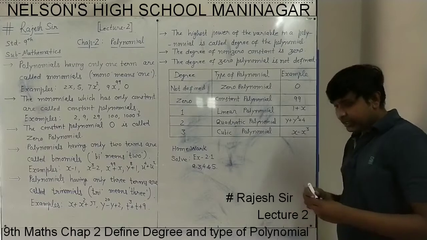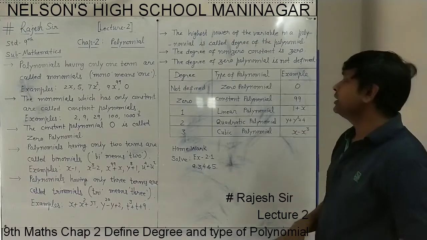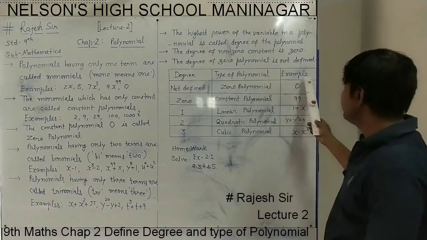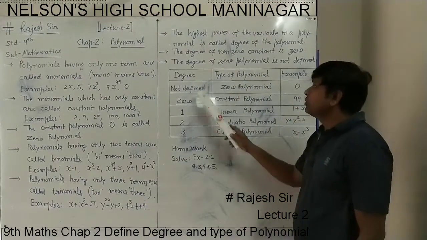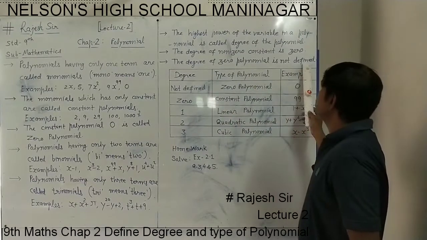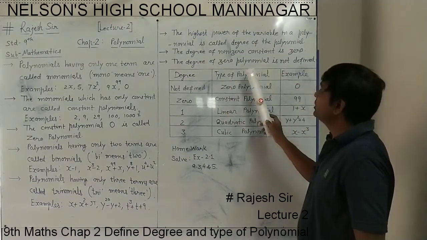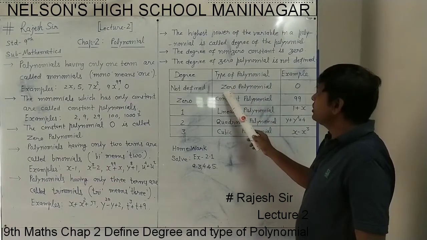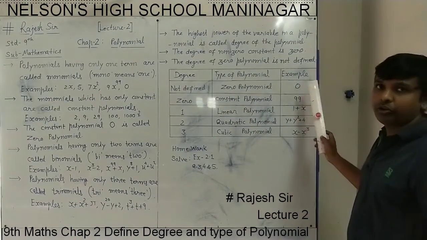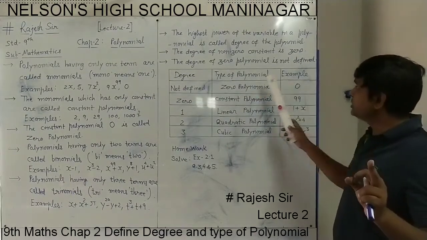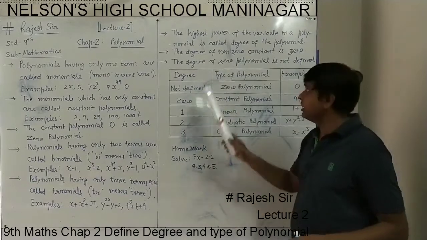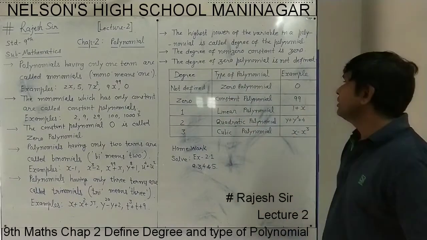Now we will see in detail how, from the degree of the polynomial, we can decide the type of polynomial. With some examples we will see. As we have seen, the degree is not defined for the zero polynomial. So that type of polynomial is called the zero polynomial, and its example is 0. If you have 0, it is called the zero polynomial, and its degree is not defined. That in theory also we have noted.